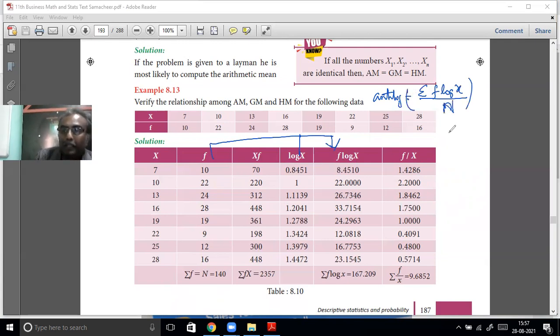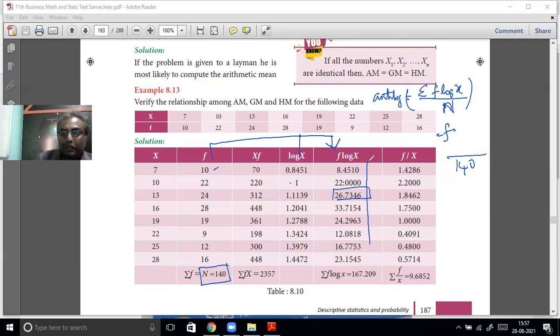N will be capital N. N is equal to sigma f, which you already know. N is equal to 140. So whatever you find is divided by 140. Log of x and f log of x, all this is coming. 10 into 8.84, 8.45. 22 into 1, 22. 24 into 1. Like that you are getting this answer.